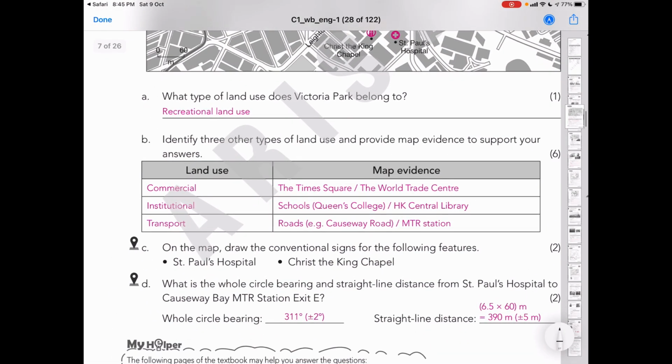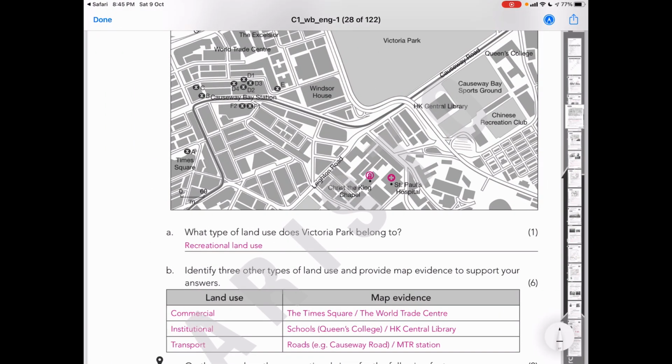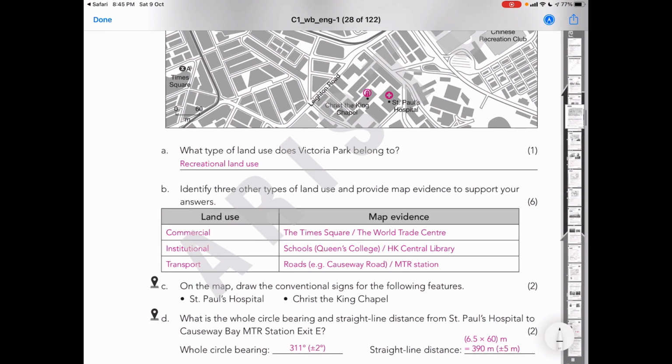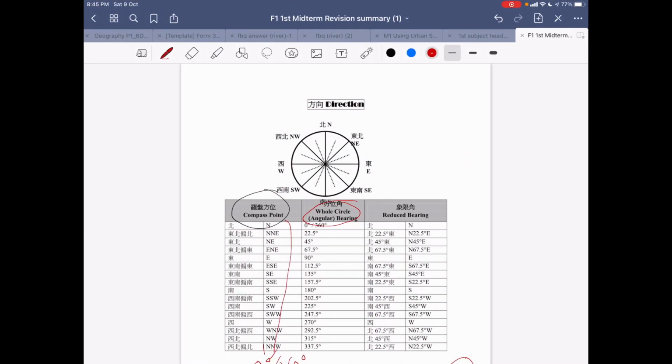So accordingly, for the whole circle bearing, as I have shown you, the angle should be towards like this. I know there will be an unlocked document already. Then if it's in this direction, all the way like this, if you bring along a protractor, it should be 311 degrees, measuring like this.